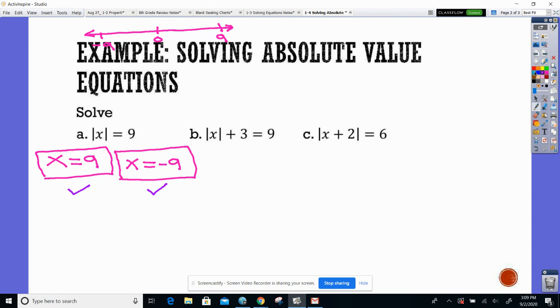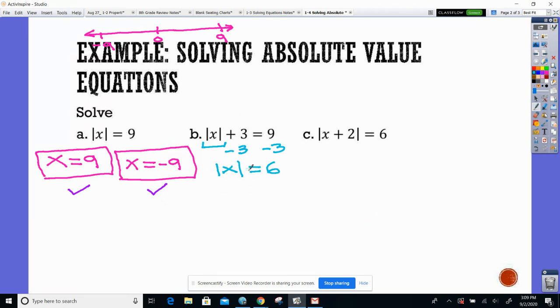Okay. Now we're going to try one a little more complex. All right. So like I said, the first thing you always want to do is get your absolute value by itself. Isolate the absolute value. So we want to get this right here by itself. If you notice, this plus 3 right here is in the way of that. Okay. So I need to get rid of this plus 3. So to get rid of a plus 3, I'm going to subtract 3. Minus 3, minus 3. So that leaves me with the absolute value of x equal to 6.